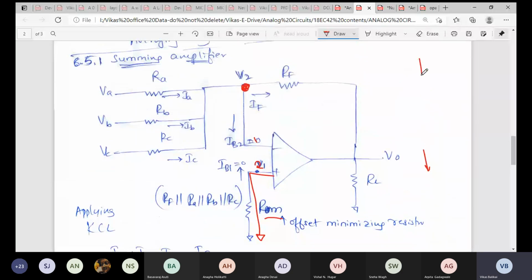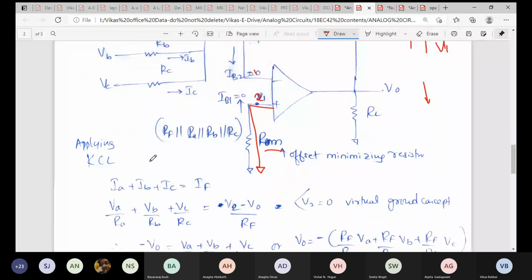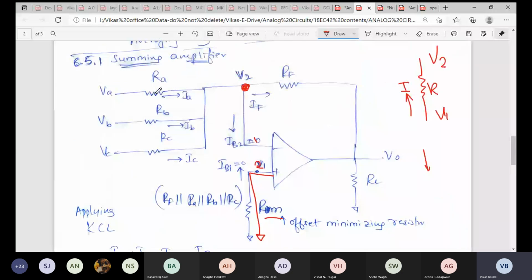And like I was telling in my previous class, Kirchhoff's voltage law, if I take a resistance between two voltages, what will be the current? Starting point minus next point divided by the resistance, that is V1 minus V2 divided by R. So similarly, to calculate IA it is VA minus V2 divided by RA. So that's the result, VA minus V2 divided by RA. Similarly for IB, VB minus V2 divided by RB. Similarly for IC, VC minus V2 divided by RC.